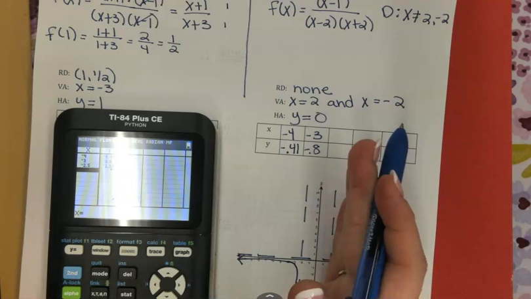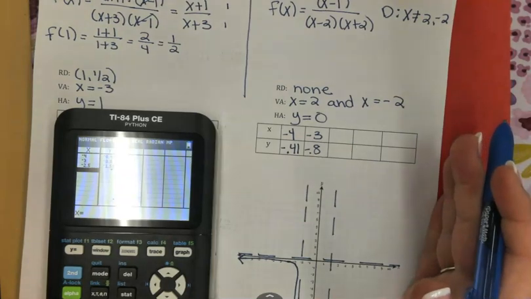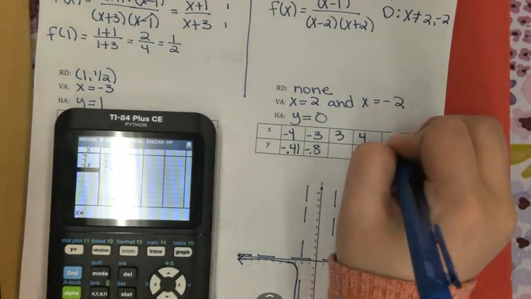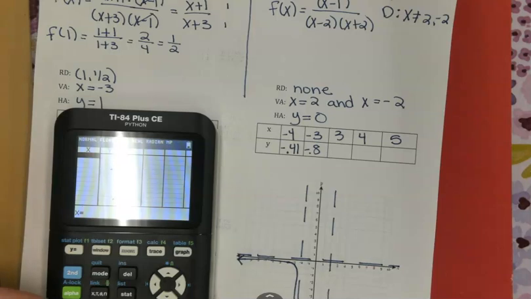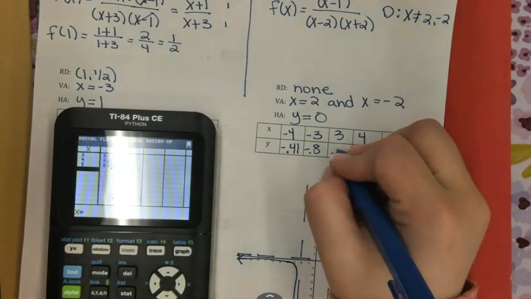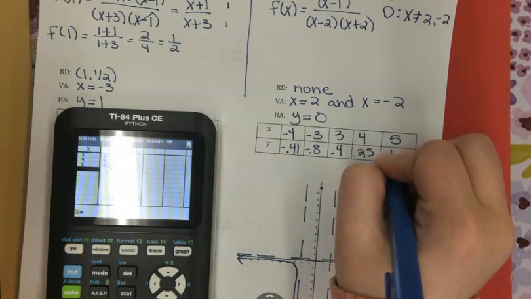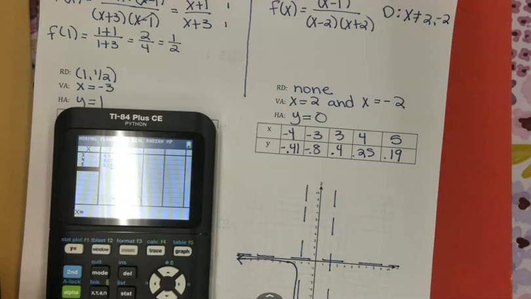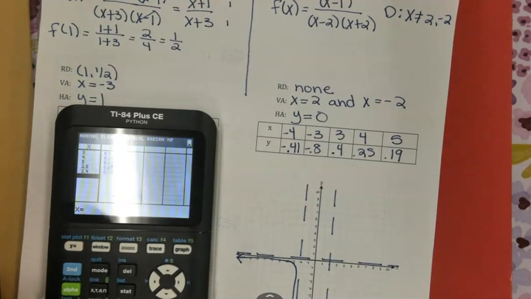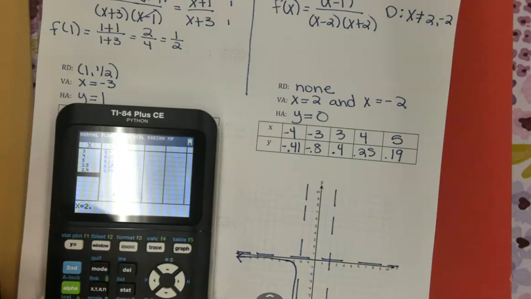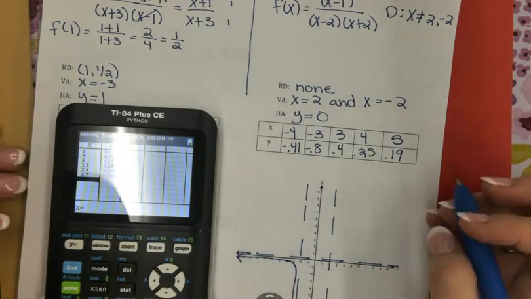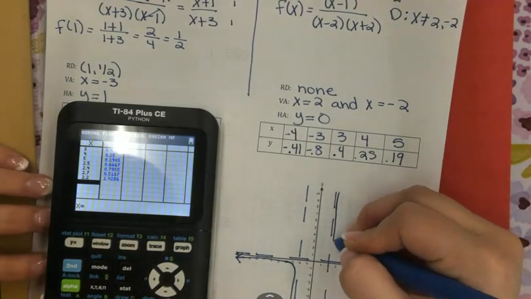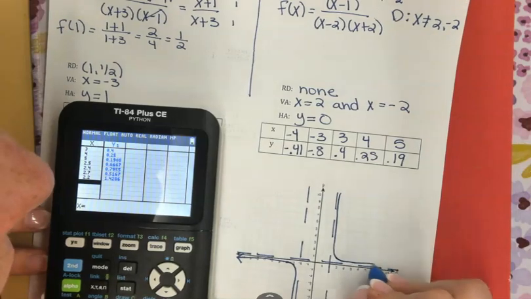Okay, now I'm going to go ahead and do the ones on the right side. So I'm going to start with like 3, 4, and 5 just to see what our graph is doing there. And I'll save the middle for last. So I've got 0.4, 0.25, 0.19. So they're getting closer and closer to 0. So if I were to do a number between 2 and 3, like say 2.5, 2.4, notice that it's getting bigger. So it's going to hug my graph this way.